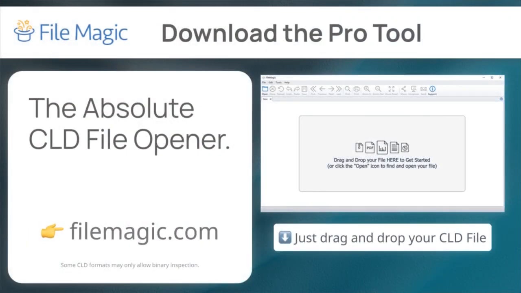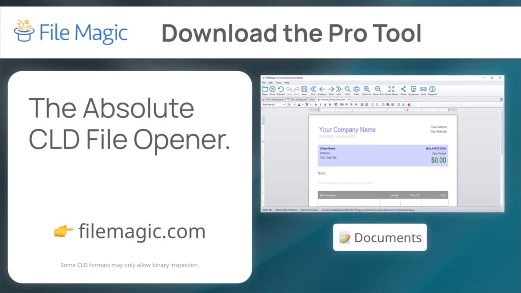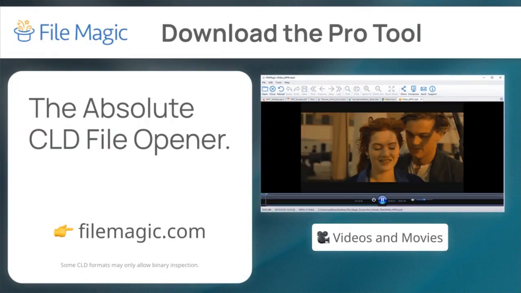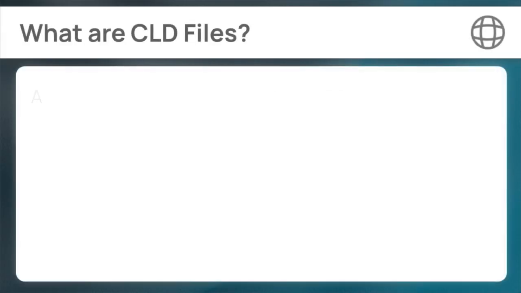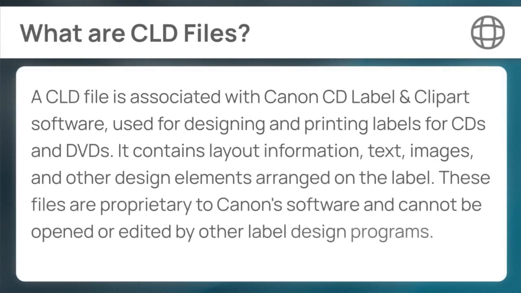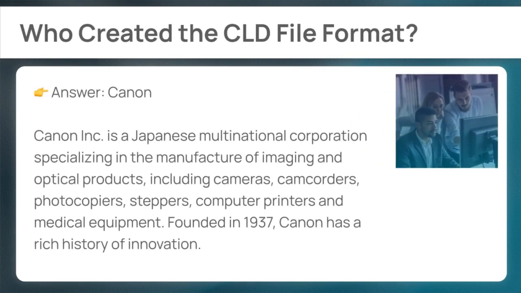Just so you know, the key to the final solution is understanding how to leverage a dedicated, high-value CLD file inspection utility that offers versatile support for countless formats. A CLD file is associated with Canon CD Label and clip art software, used for designing and printing labels for CDs and DVDs. It contains layout information, text, images, and other design elements arranged on the label. These files are proprietary to Canon software and cannot be opened or edited by other label design programs.